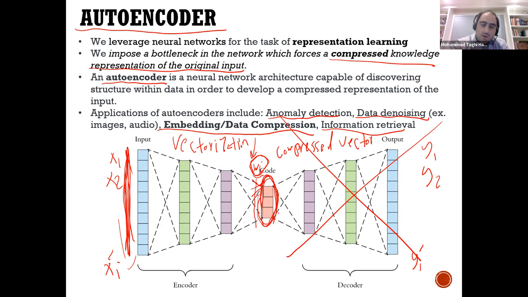So autoencoders essentially train things, but after this, I will just discard everything that has been computed, except these WIs, which are the coefficients of this middle layer. And these are the ones that I'm using to represent my input.